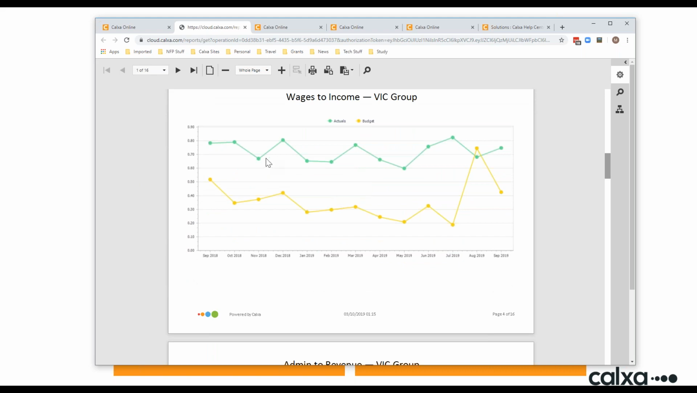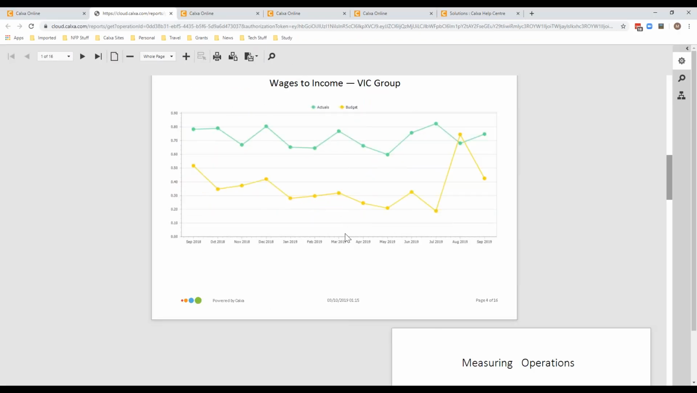And in this case, I've got actuals compared to budget, and we're way over budget. And we have been for the last 12 months. So with this one, I've actually done a rolling 13-month report. I might just maximize that just to make it a bit bigger for you.